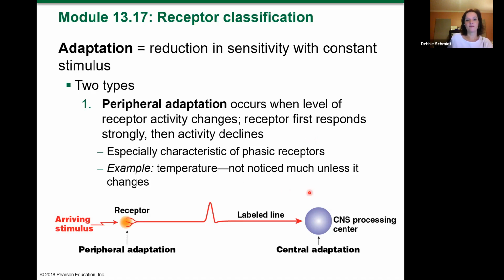We jumped in, we got the message, it's cold. And then it's going to quit firing. It's going to basically say, yeah, it's still cold in here. It's still cold. It's still cold. But your brain doesn't need to know that. It only wants to know the change in the stimulus.